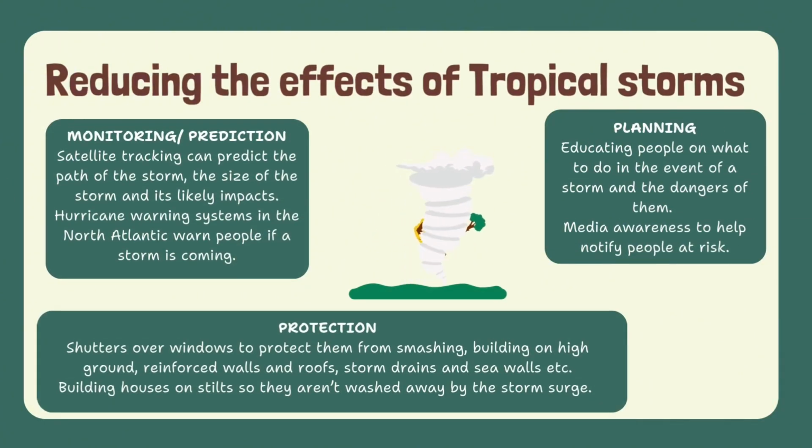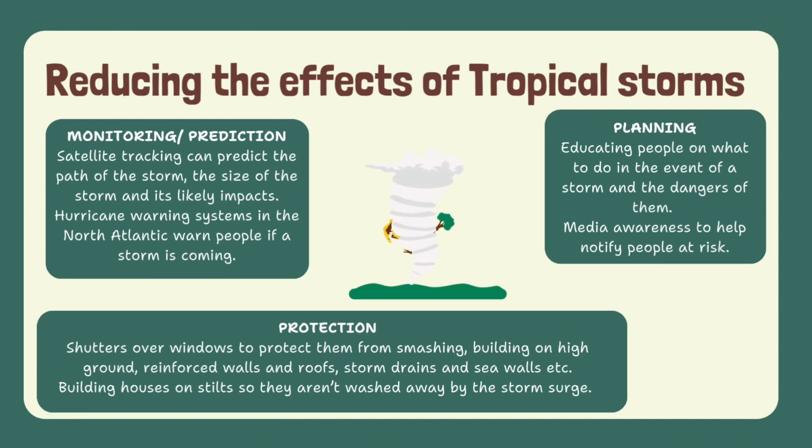So what can we do to reduce the effects of a tropical storm? We can monitor and predict them through satellite tracking. This can tell us the path of the storm, its size, and its likely impacts. Hurricane warning systems in the North Atlantic warn people if a storm is coming. To protect against tropical storms, shutters are placed over windows to protect them from smashing.